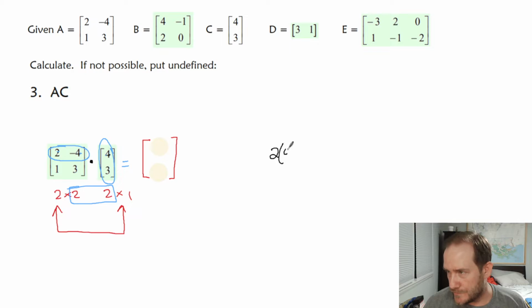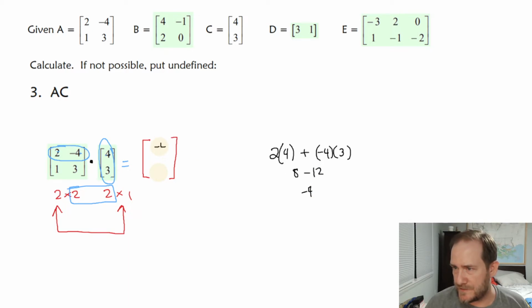2 by 4. Then we're going to add to that the next entry times the next entry. So -4 times 3. That's giving me 8 take away 12. That's giving me -4. I will put that in my matrix in position row 1, column 1.